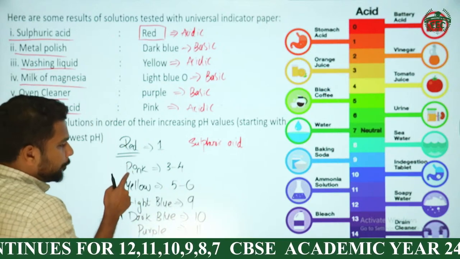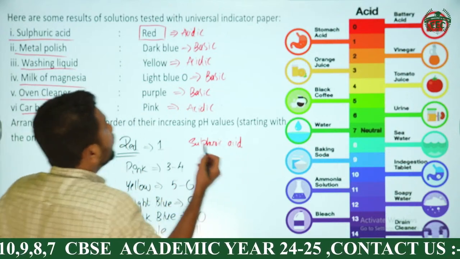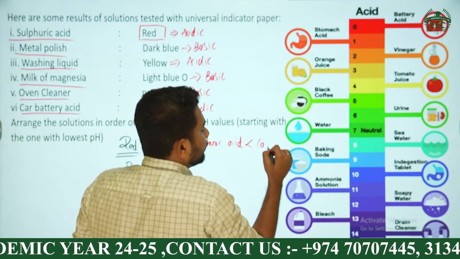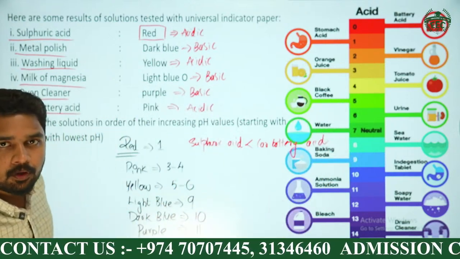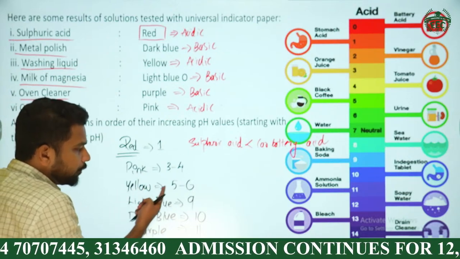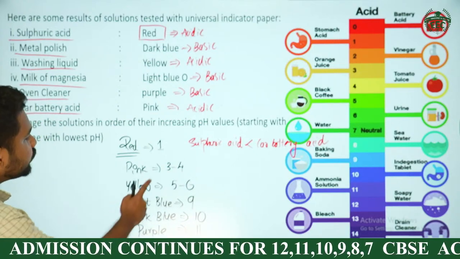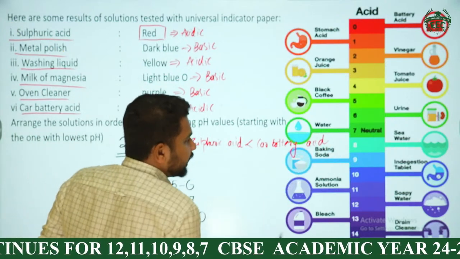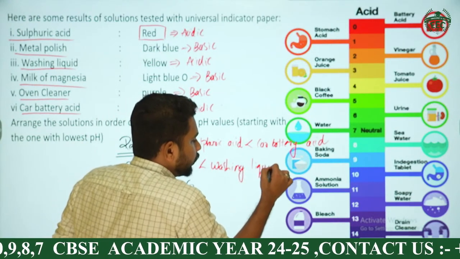And what is the next one? Pink color, having 3 to 4 pH value. Which substance is having pink color? It is car battery acid, so I'm writing car battery acid. And the next one is yellow color, having pH value 5 to 6. Which substance is having pH value 5 to 6? It is washing liquid, so I'm writing washing liquid.